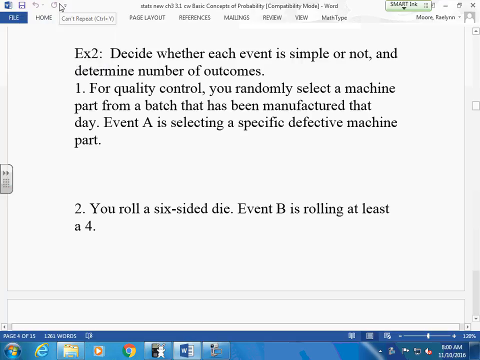Rolling a die, flipping a coin. If it's not a simple event, it's more than one thing, like rolling a die and flipping a coin. If you take a look in your book, it's not even worth spending too much time over, because you really can figure it out as you go.